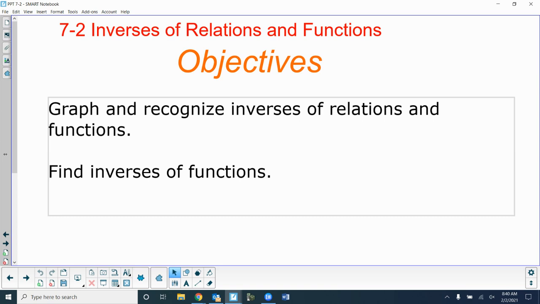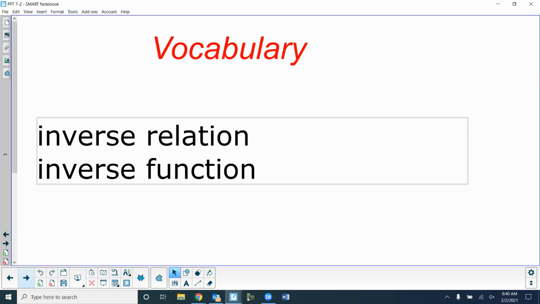All right, so we're going to find inverse of functions, graph and recognize inverses of relations and functions. Okay, inverse relation, inverse function. Relation is a set of ordered pairs, remember? A function is a relation where every x has one and only one y. Right? What's domain?